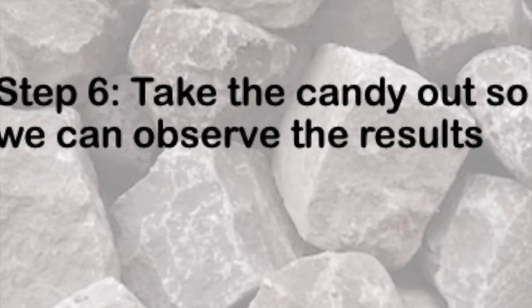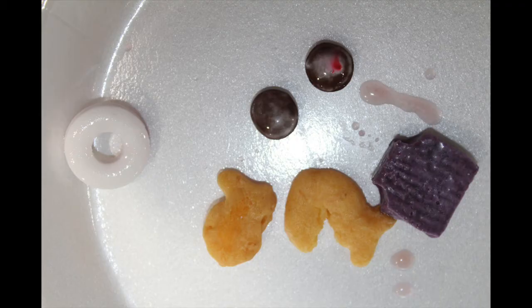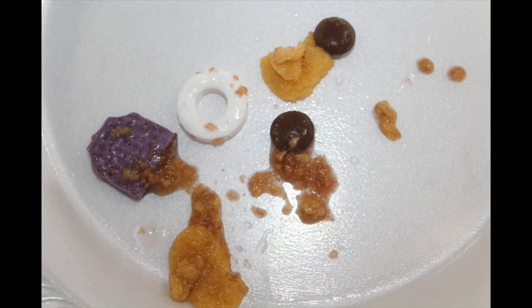Step 6 is to take the candy out so we can observe the results. These are the treats that were in the jar that did not get shaken. These are the treats from the jar that was shaken for a minute. Now we're going to look at each treat individually side by side so we can compare the treats from the jar that was shaken to the one that was not.